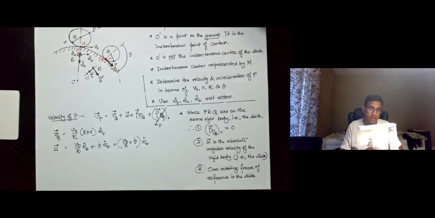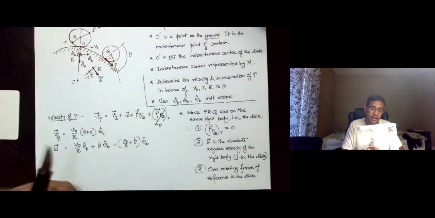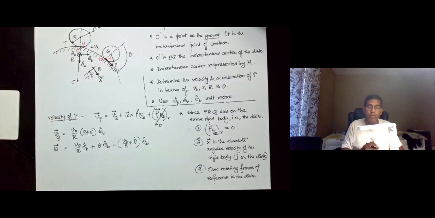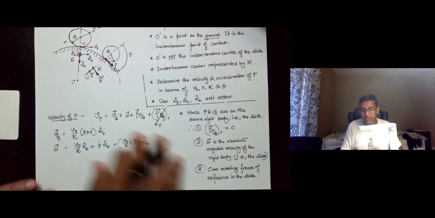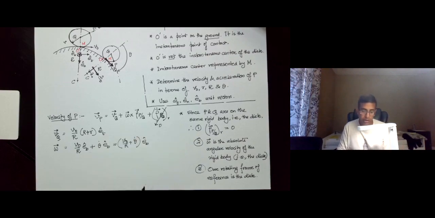In this case, it's not. In this case, the direction of CO prime Q is changing. And so we see that this is a more generalized formulation of the angular velocity of the disk, and the flat surface is a special case when R tends to infinity.